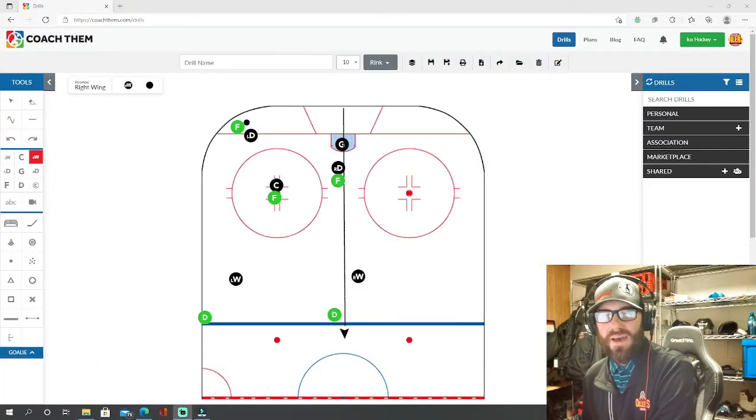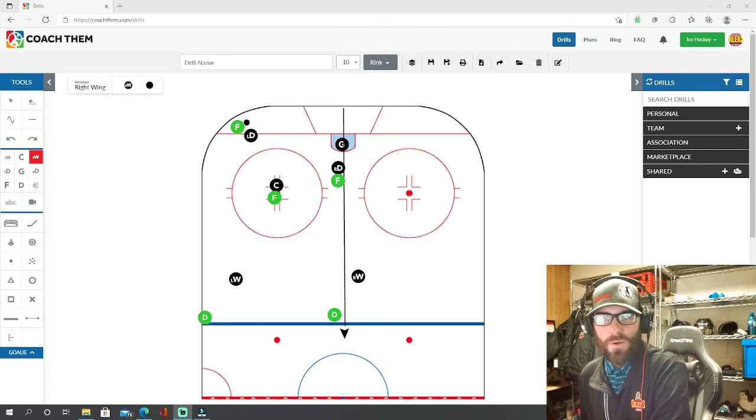Just as we have a strong side D and a weak side D, we will also have a strong side winger and a weak side winger. If the puck is on this side here, this is our strong side. We want to make sure that we get all of our players again into the strong side of the ice to cut off the opposing team's time and space. So this winger right here is now going to become our strong side winger.